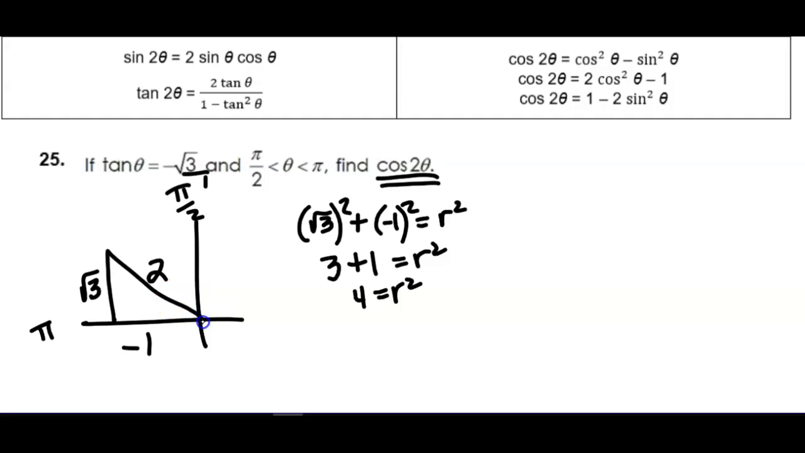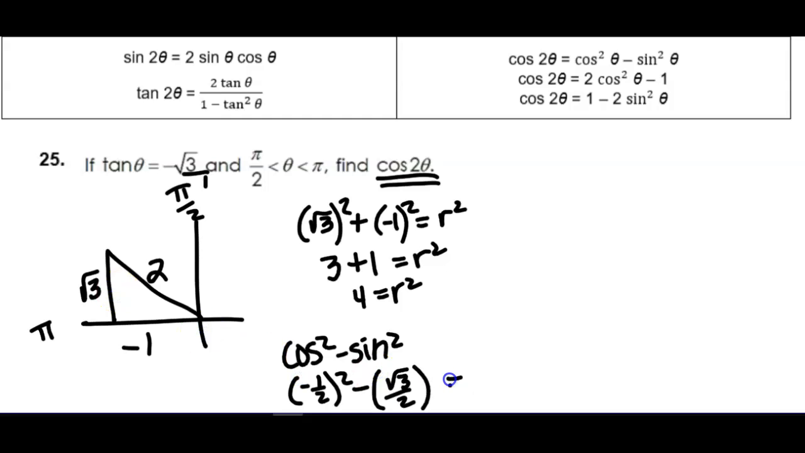All right, this is also a 30, 60, 90 triangle, but cosine of 2 theta, okay, is, I'm going to use the first one again, cosine squared minus sine squared. So the cosine here is adjacent over hypotenuse, and the sine is opposite over hypotenuse. So square this guy and we get 1/4. Square this and the top becomes 3 and the bottom becomes 4. And we subtract and we get -2/4 or -1/2.